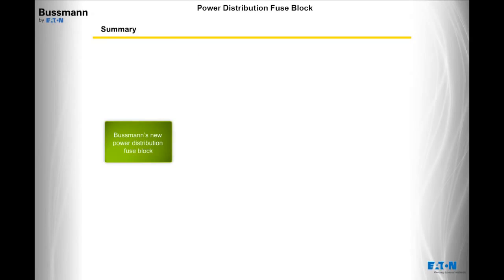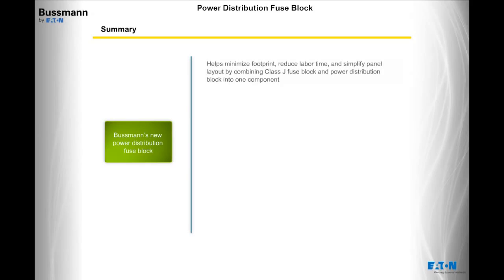You have come to the end of this module on Bussmann's new power distribution fuse block. Take a quick look at some of the key takeaways. Bussmann's new power distribution fuse block helps minimize footprint, reduce labor time, and simplify panel layout by combining a Class J fuse block and a power distribution block into one component. Its advantages include cost savings, enhanced safety, and high short-circuit current rating.